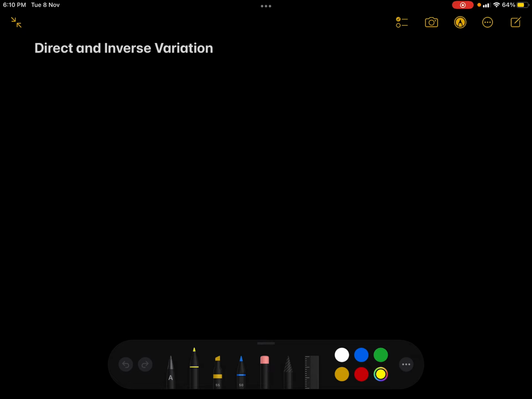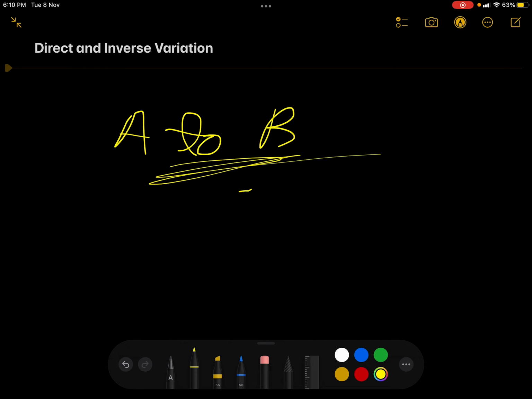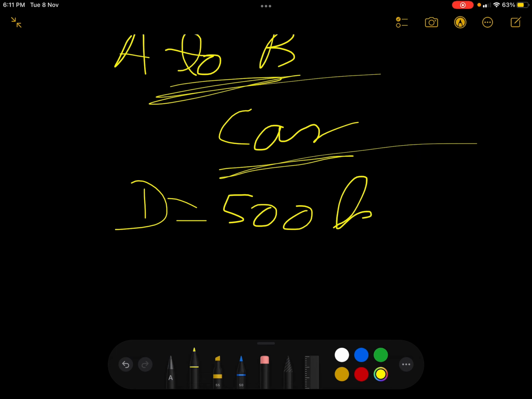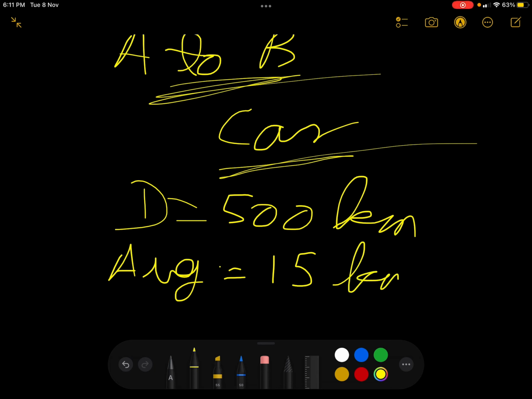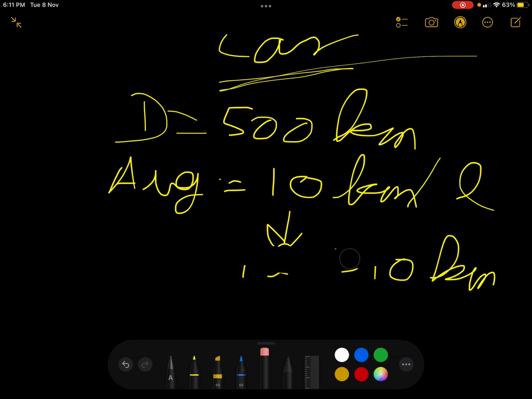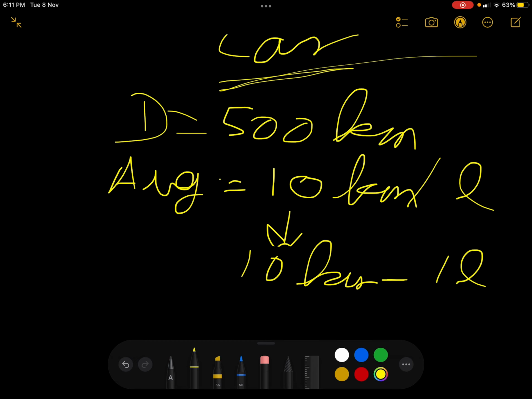Alright, now let's start. Let's say that you're going from point A to point B. Let's say you're going in a car. Now, let's say the distance between A and B is 500 kilometers, and let's say that the average of your car is, for easy calculation, 10 kilometers per liter. Now this means that in 1 liter your car will go 10 kilometers, or it can also mean that your car will travel 10 kilometers in 1 liter.